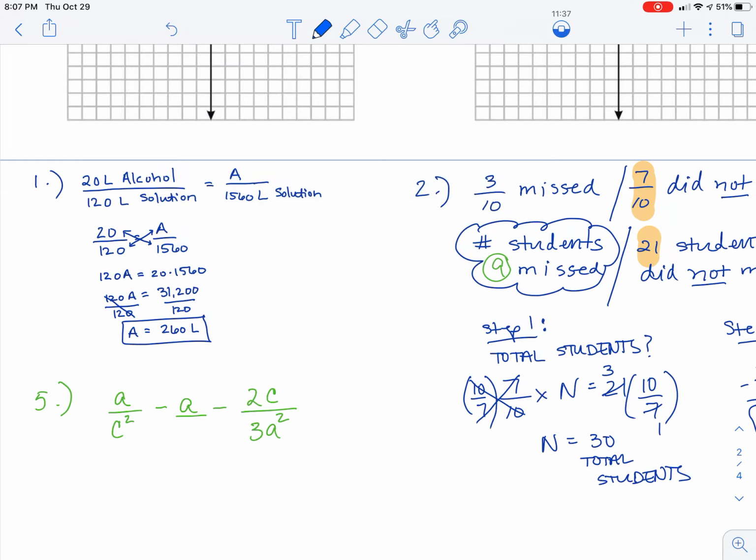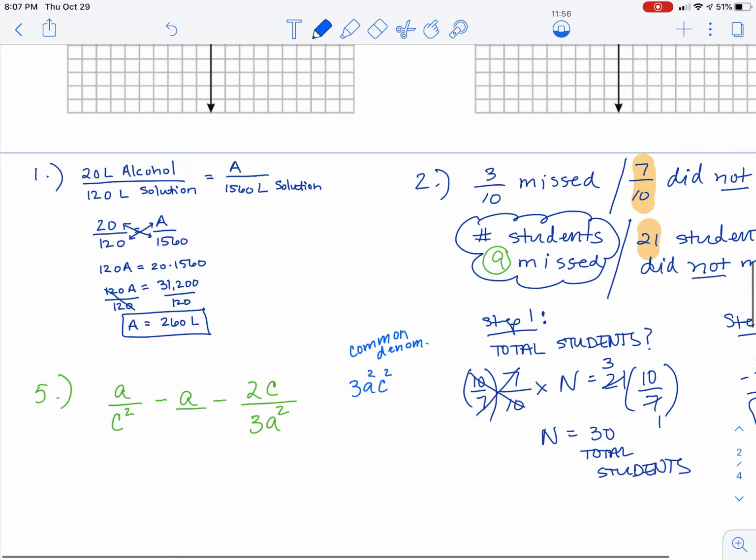Well, in order to use all the terms and make them the same, it looks like I'm going to use 3a squared c squared as my common denominator. So how can I change that up to make that read 3a squared c squared on each one of them? Well, the middle term is going to be easy because everything needs to change here, right? I don't have anything. So 3a squared c squared, I need to put the whole thing in there. And remember, to keep it in balance, you have to do the same to the top.